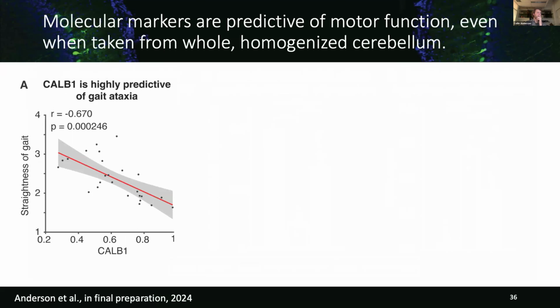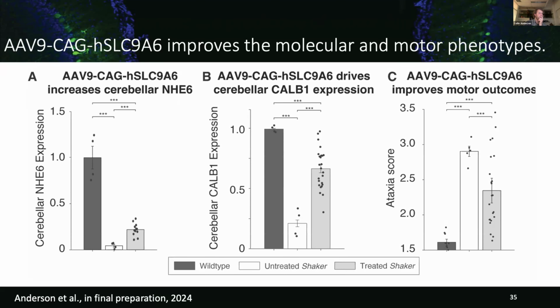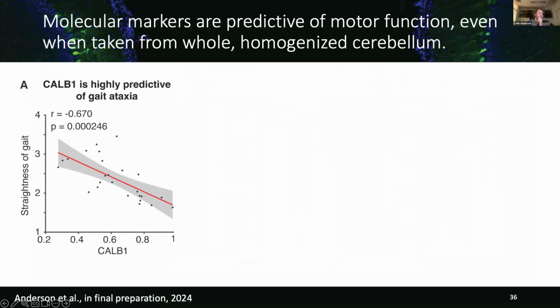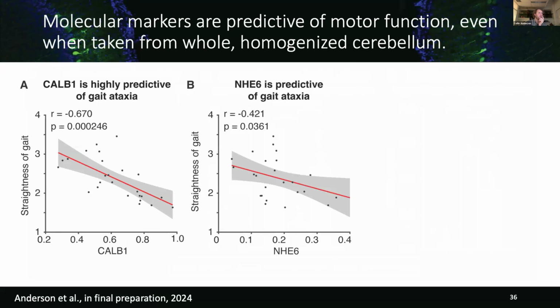What was nice to see there, though, is that calbindin is actually highly predictive of gait ataxia. So this is on an animal-by-animal basis. Basically, the more calbindin that we have, the straighter the gait is. And so this is with an R value of nearly 0.7 or negative 0.7. What was interesting to see is that NHE6 was also predictive of gait ataxia, but to a lesser degree.